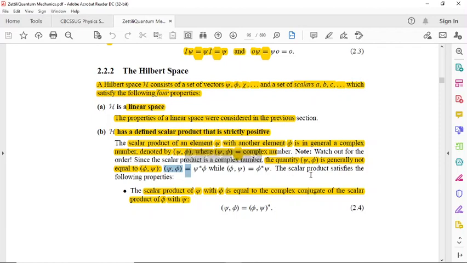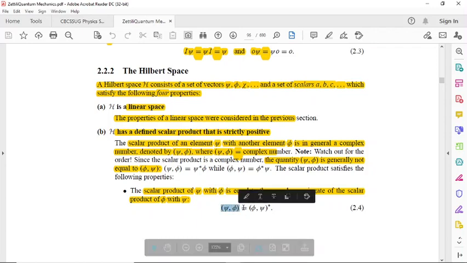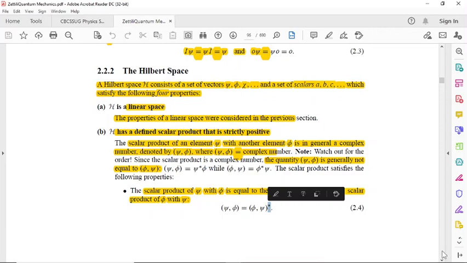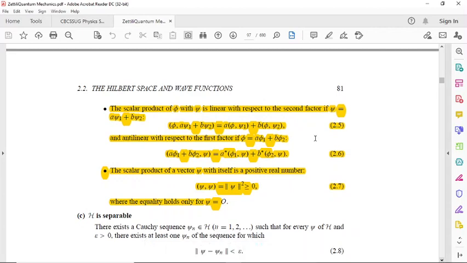And the scalar product satisfies the following properties. The scalar product of psi with phi is equal to the complex conjugate of the scalar product of phi with psi. The scalar product ⟨psi|phi⟩ is equal to ⟨phi|psi⟩ star. This star represents the complex conjugate. The scalar product of phi with psi is linear with respect to the second factor if psi equal to a psi 1 plus b psi 2.